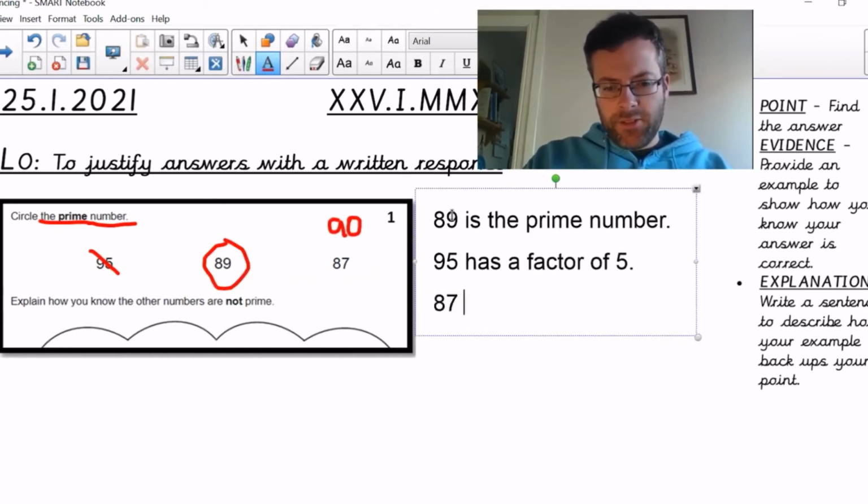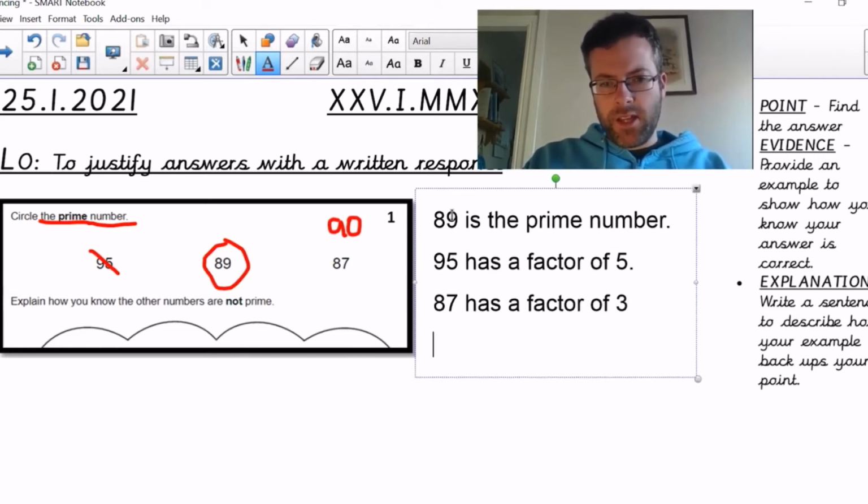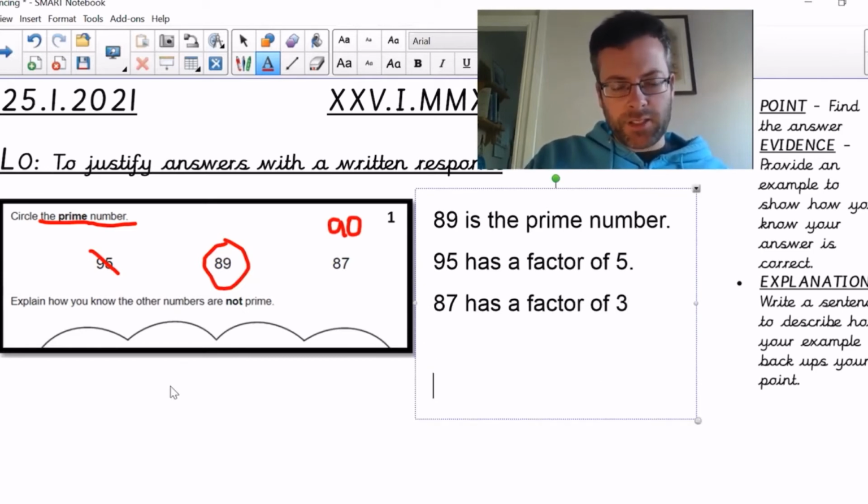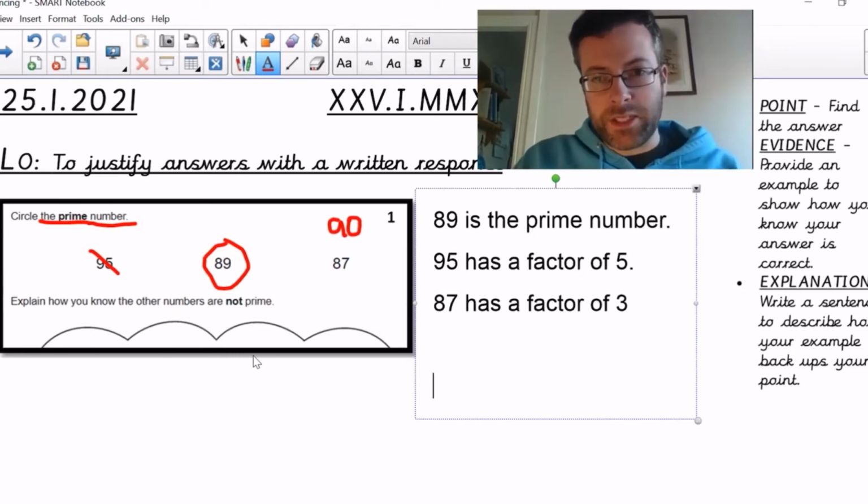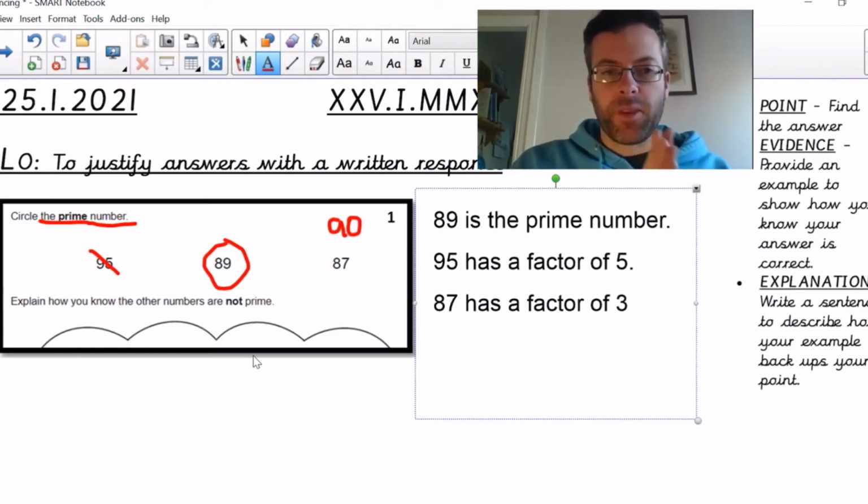87 has a factor of 3. And then I'm quickly going to do some working out over here to see what goes into 89. Sorry, one doesn't. One does. Sorry, but 1 and 89 no. 2s no, because it's an odd number. 3s no, because we know that it will go to 90, so it's not 89.